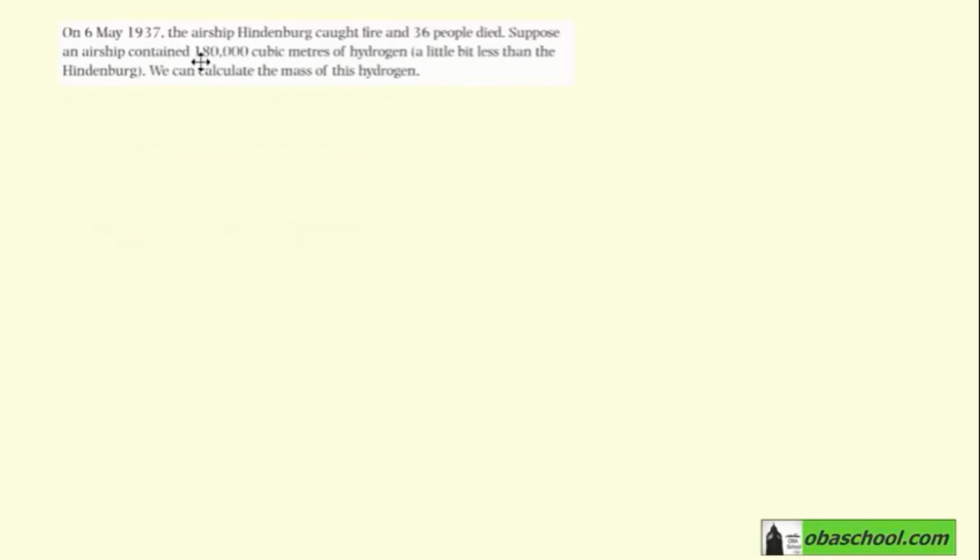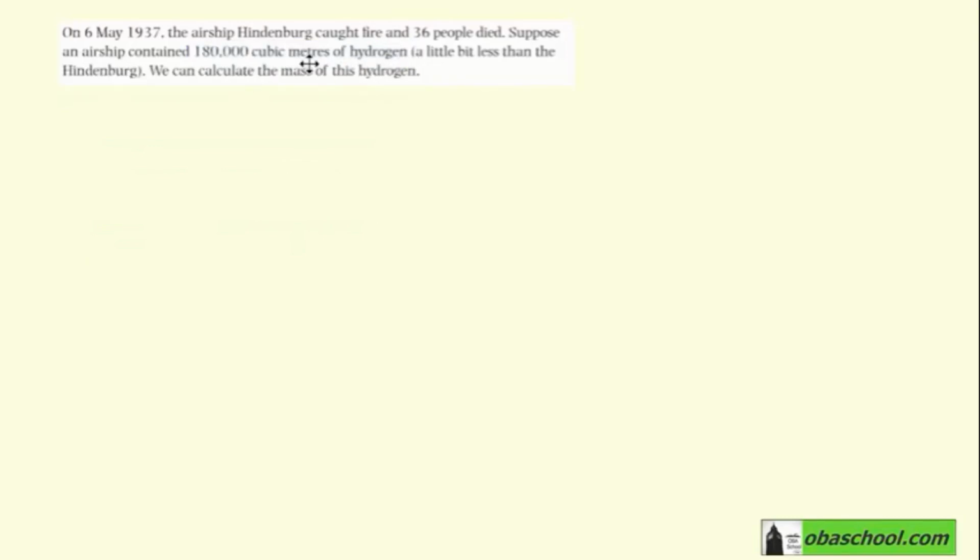Here we need to focus only on what's given. The rest doesn't matter. So we have 180,000 meter cube of hydrogen. This is the given that I need so that I can determine the mass of the hydrogen.